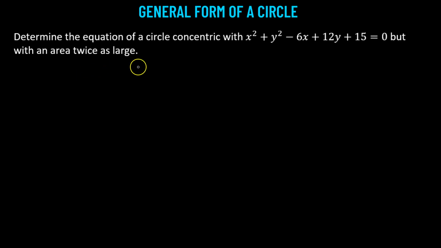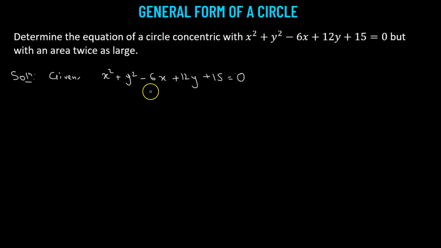So in this problem, we need to determine the equation of a circle which is concentric with the circle x squared plus y squared minus 6x plus 12y plus 15 equals 0, but the circle is going to have an area twice as large as this given circle. So let us begin. We'll start with the given circle. Here we are given the equation of the circle: x squared plus y squared minus 6x plus 12y plus 15 equals 0.